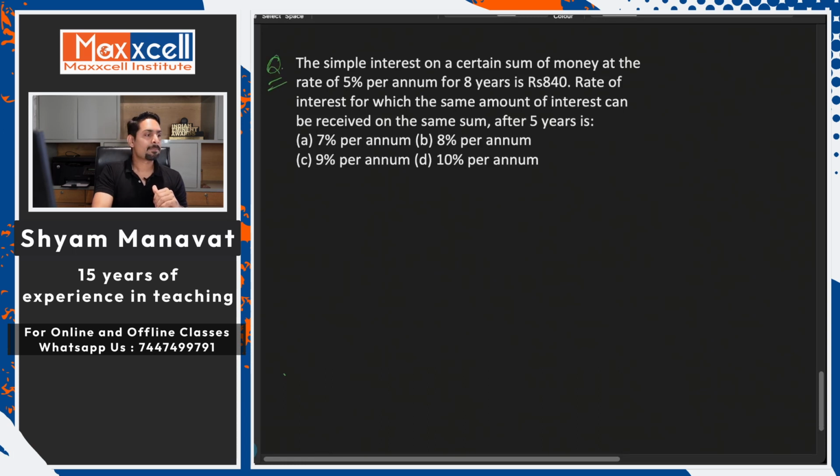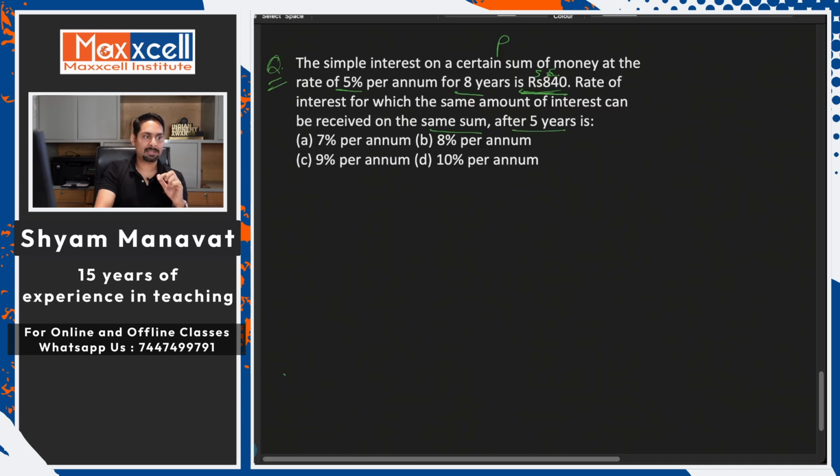Here it says a simple interest on a certain sum of money at the rate of 5% per annum for 8 years is this much. So this is your simple interest on a certain sum, we don't know, let's call it P, at 5% rate of interest. The rate of interest at which the same sum, same principal, interest is to be received for the same sum for 5 years.